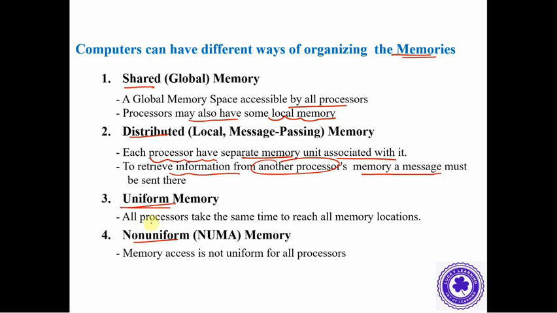In the case of uniform memory, all processors take the same time to reach all memory locations. In the case of non-uniform memory, memory access is not uniform for all processors. It means each processor will take different times to reach different locations of the memory. We have understood what is multiprocessors and what are the classifications of multiprocessors, and we have seen the difference between multiprocessor and multi-computer, and we have discussed loosely coupled systems and tightly coupled systems and their block diagrams and the differences between the different types of memories.